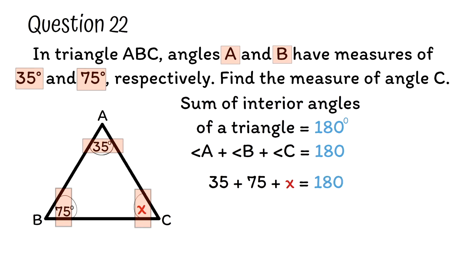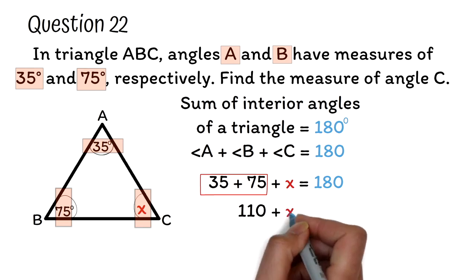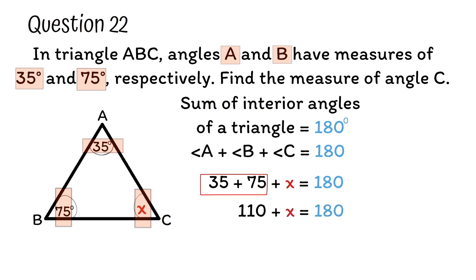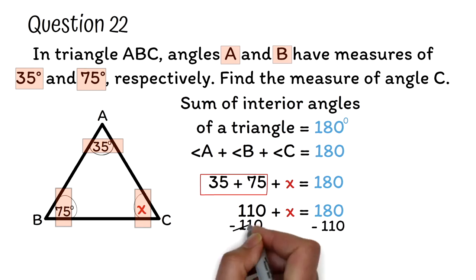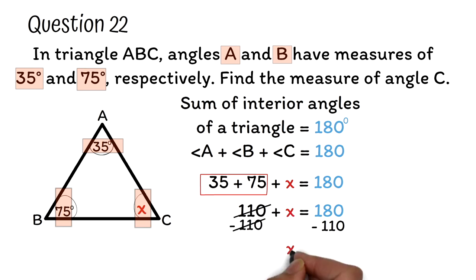By order of operation, at the left-hand side of the equation, add the like terms, which is 35 and 75. This will give us 110 plus x equal to 180. To find x by itself, subtract 110 from both sides of the equation. At the left-hand side, negative 110 will cancel 110, leaving x. At the right-hand side, subtract 110 from 180, and that will be 70. This means that x, which is angle C, is equal to 70 degrees.